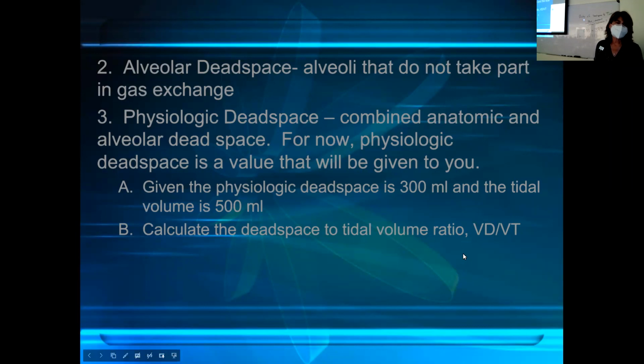All right, and then there's also alveolar dead space, and this is alveoli that do not take part in gas exchange. We talked about this with VQ mismatching, where the alveoli might have some pneumonia, it infiltrates, so there's no gas exchange occurring in those alveoli. So that's alveolar dead space. And then when you combine the two, the anatomic dead space plus alveolar dead space, that's called physiologic dead space.